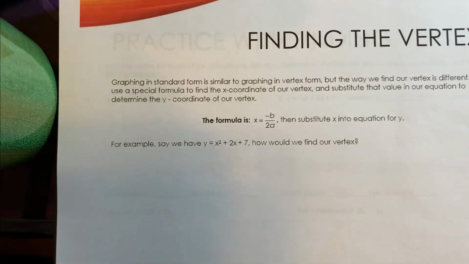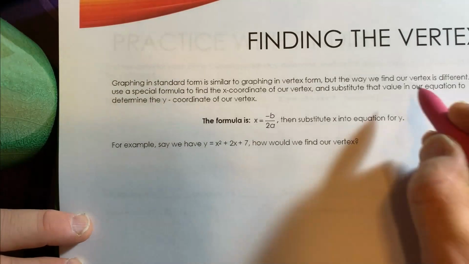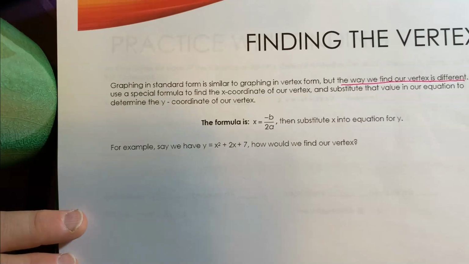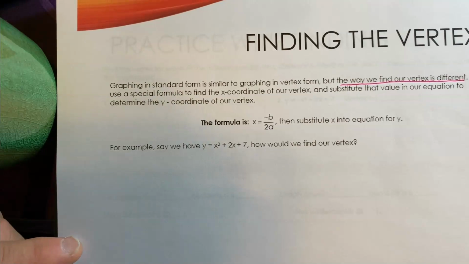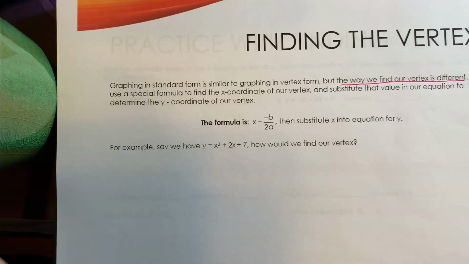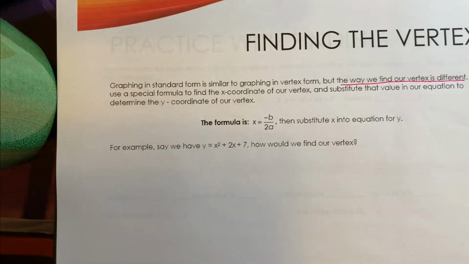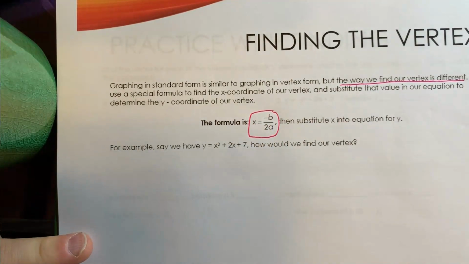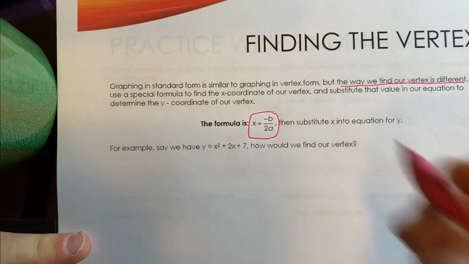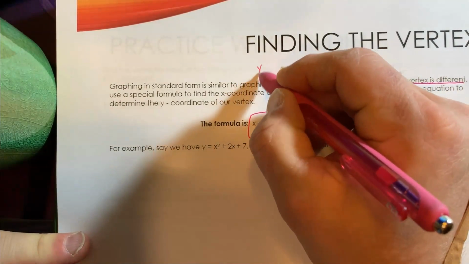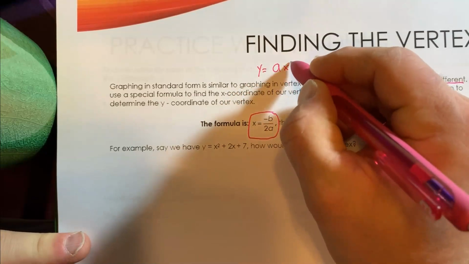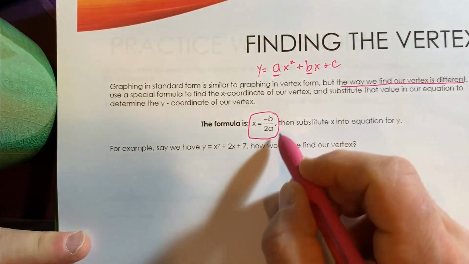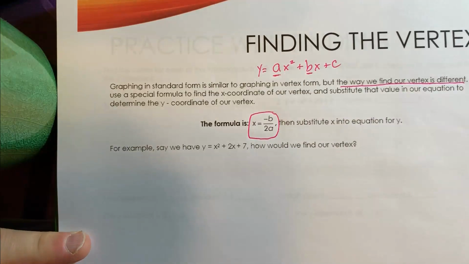Graphing in standard form is similar to graphing in vertex form, but the way we find our vertex is different. We use a special formula to find the x-coordinate of our vertex and substitute that value in our equation to determine the y-coordinate of our vertex. That formula is right here. x equals negative b over 2a. Well, where's that b and 2a coming from? Remember, it's coming from the standard form. y equals some a times x squared plus some b times x plus some c. This a and b are coming from our standard form, okay?